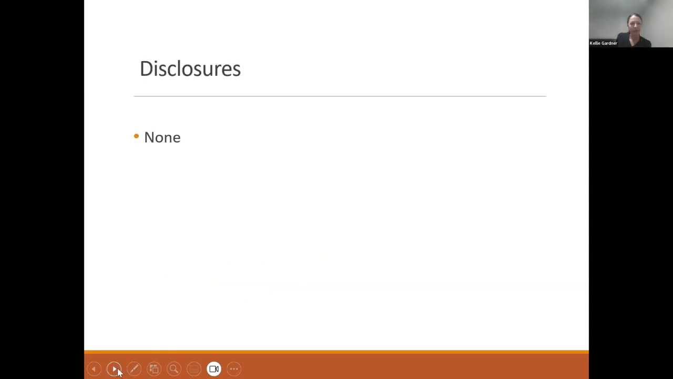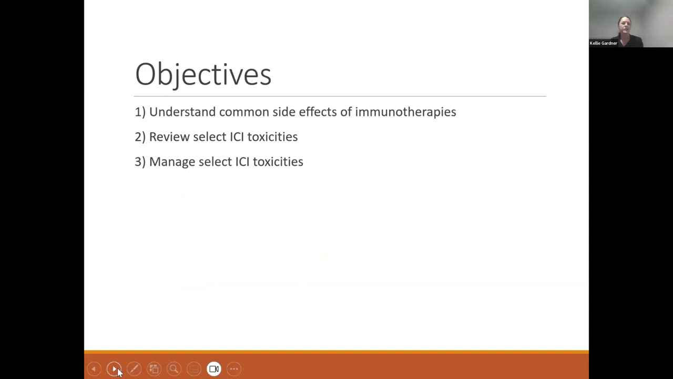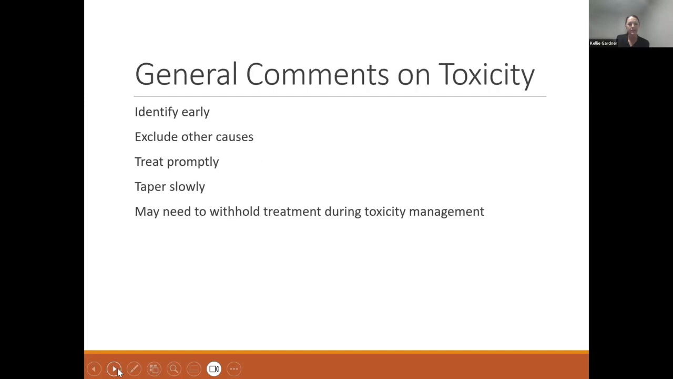Great. All right, so I have no disclosures. Our objectives today will be to understand the common side effects of immunotherapies, including reviewing and how to manage select immune checkpoint inhibitor toxicities. And at the end, we'll have the BRAF MET combination side effects to discuss.